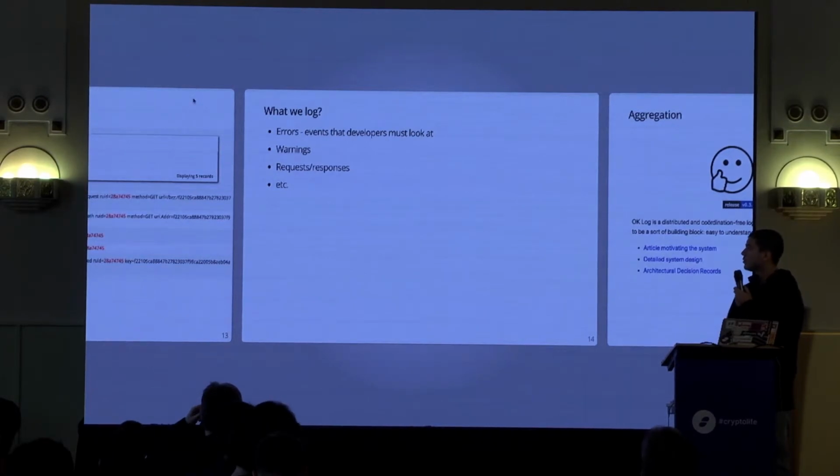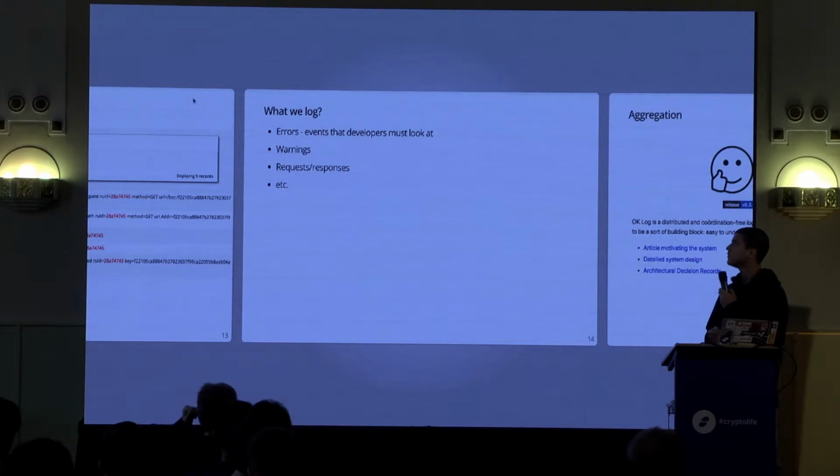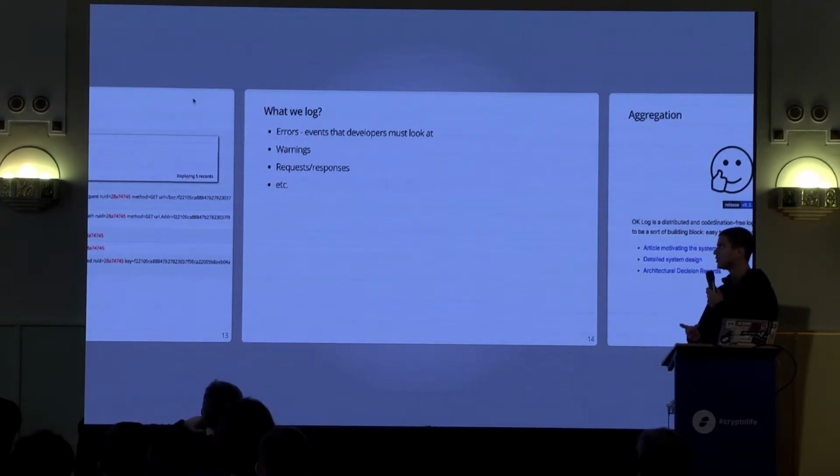So what do we log? We log obviously errors, and when I say errors, I mean something that a developer must look at. That's the definition that we use. We also log warnings, something that might happen, but it's not necessarily an error. Let's say a high number of some warning might be suspicious and something that we should investigate, but a single warning is probably not something worth spending time on.